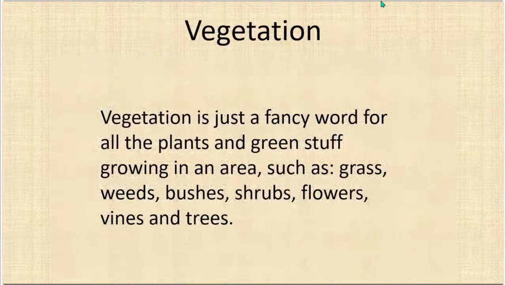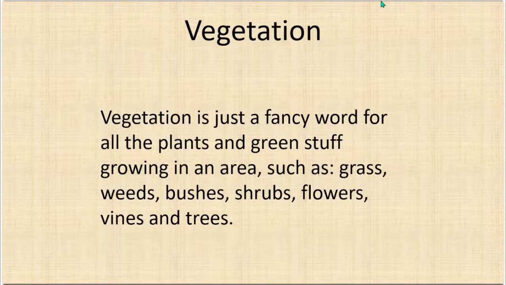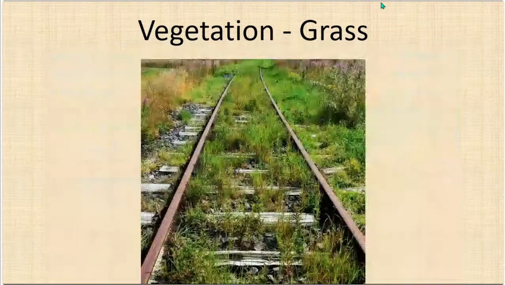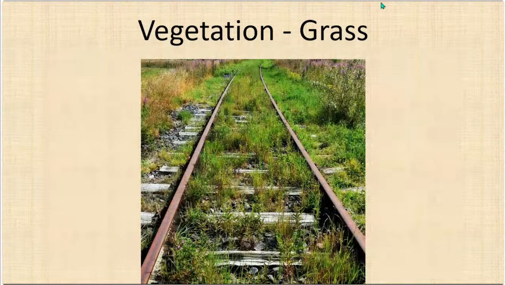So now let's look at vegetation. Vegetation is just a fancy word for all the plants and green stuff growing in the area, such as grass, weeds, bushes, shrubs, flowers, vines, and trees. Imagine a big field with lots of green grass. It comes in all shapes and lengths. It's a simple and peaceful scene. It's also a common, simple, unexpected sight on less traveled sightings.